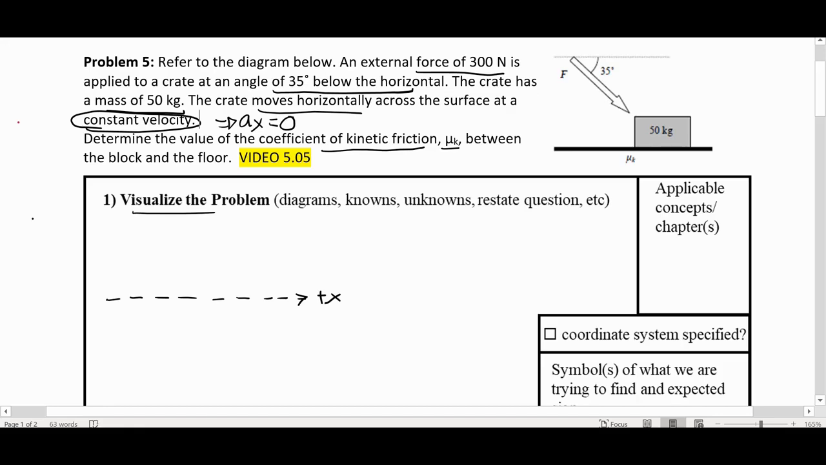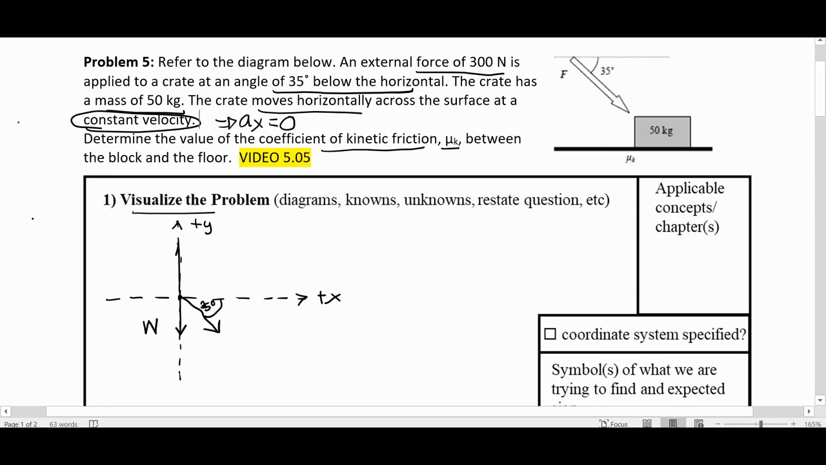I'm going to start off with a diagram. I'm going to first specify the coordinates. Positive x, I'm going to choose right as positive x, up as positive y. And then let's look at the forces acting on the crate. Weight is acting directly downwards, and then we apply a force of 300 newtons at an angle of 35 degrees below the horizontal. So that is the applied force.